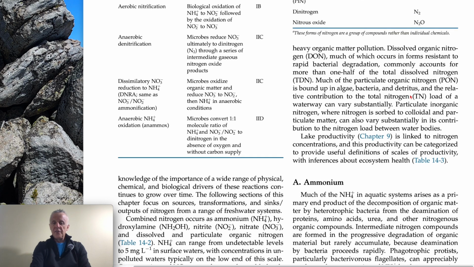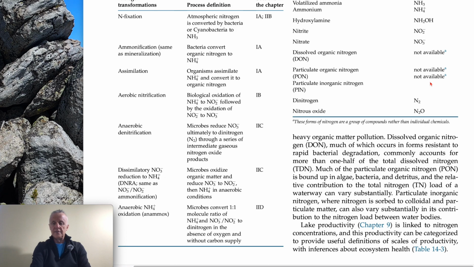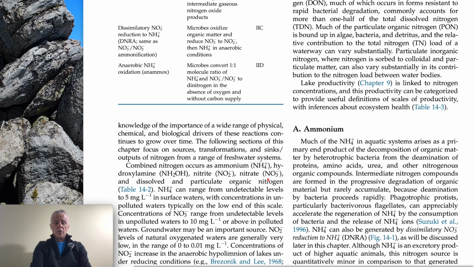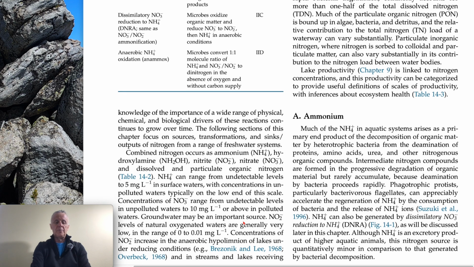And what do they have? These forms of nitrogen are a group of compounds rather than individual chemicals. Yeah, so those here. I believe that's what they're referring to. So combined nitrogen occurs as ammonium, NH4+, hydroxylamine, NH2OH, nitrite, NO2-, nitrate, NO3-. Ammonium can range from undetectable levels to 5 milligrams per liter.